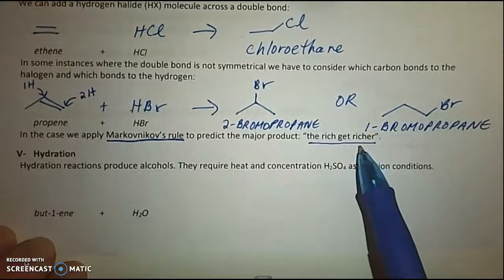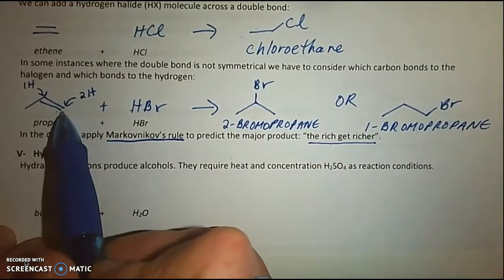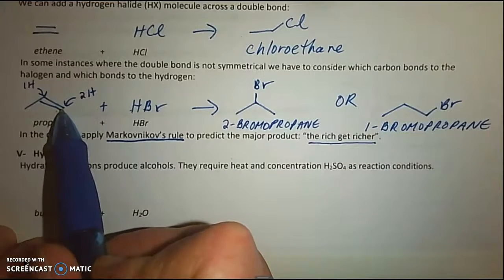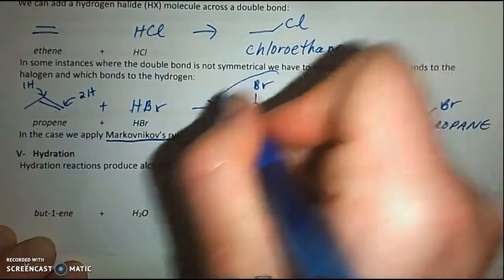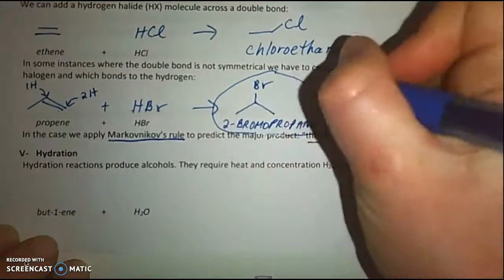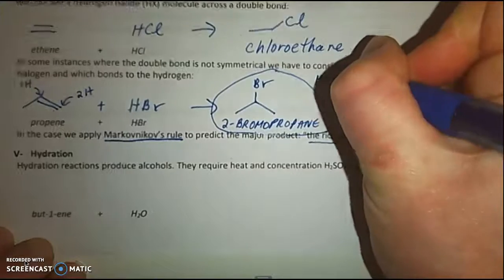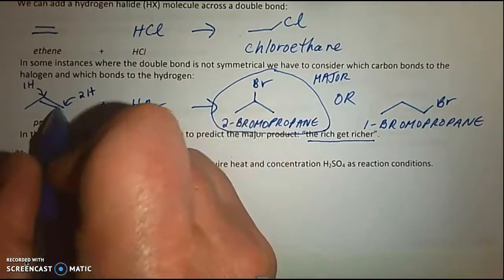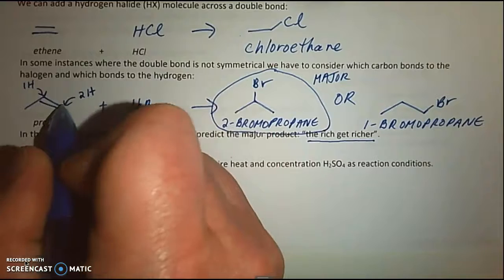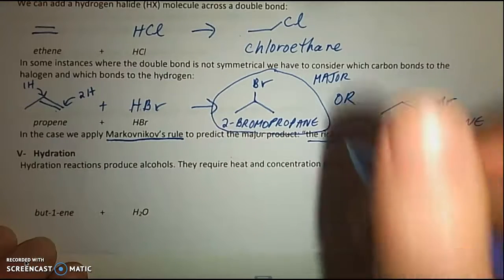So if the rich get richer, the carbon that already had 2 hydrogens should end up with the extra hydrogen from the HBr. That's this scenario here. So that one's the major product, because my hydrogen is more likely to go to the carbon that already has more hydrogens.